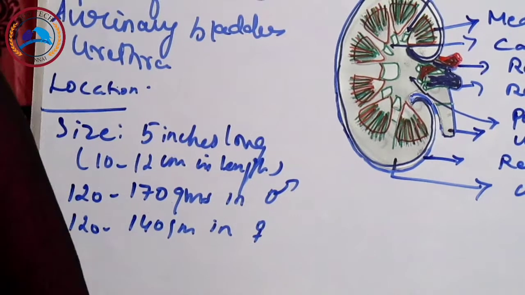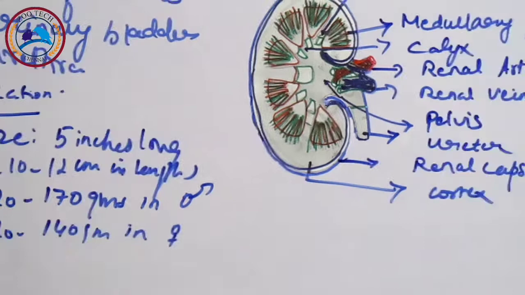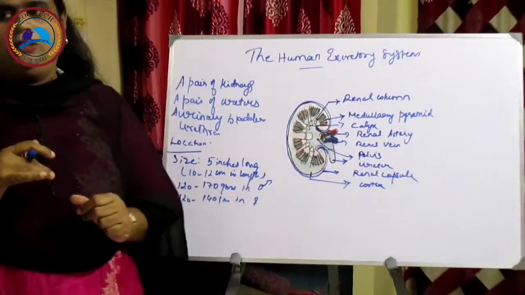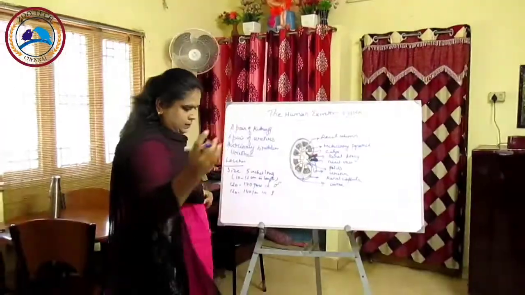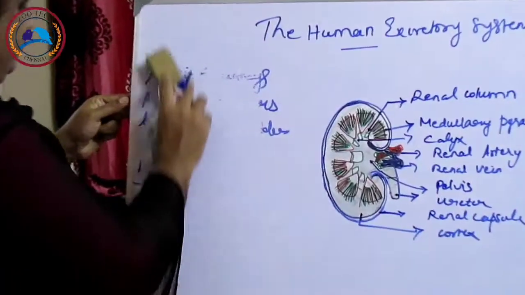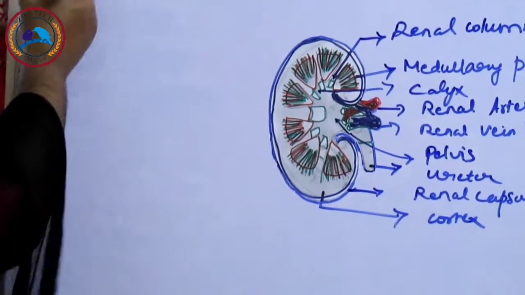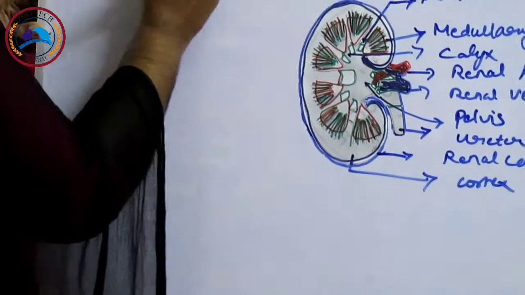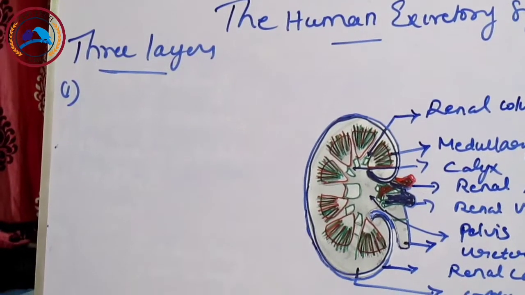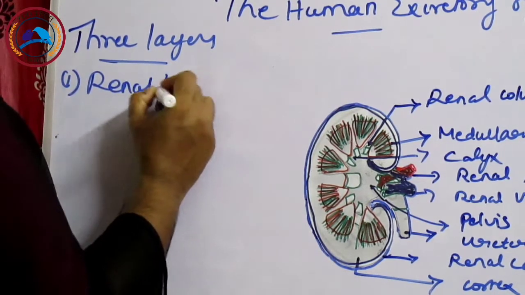Now, we'll talk about the gross structure of the kidney externally. The kidneys are surrounded by 3 layers. The first one is the outermost layer, called the renal fascia.